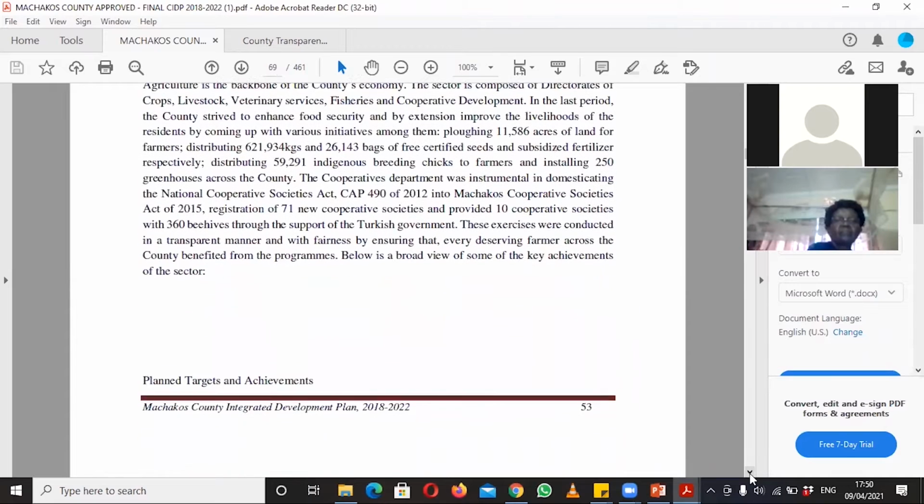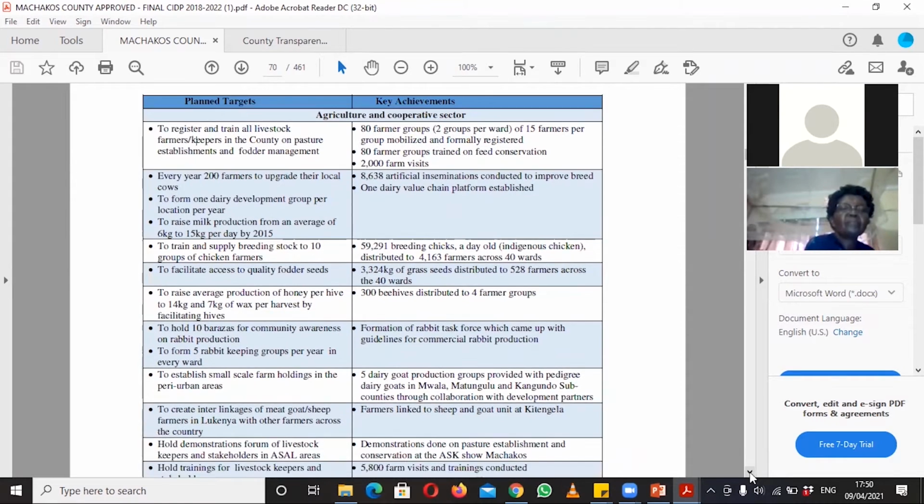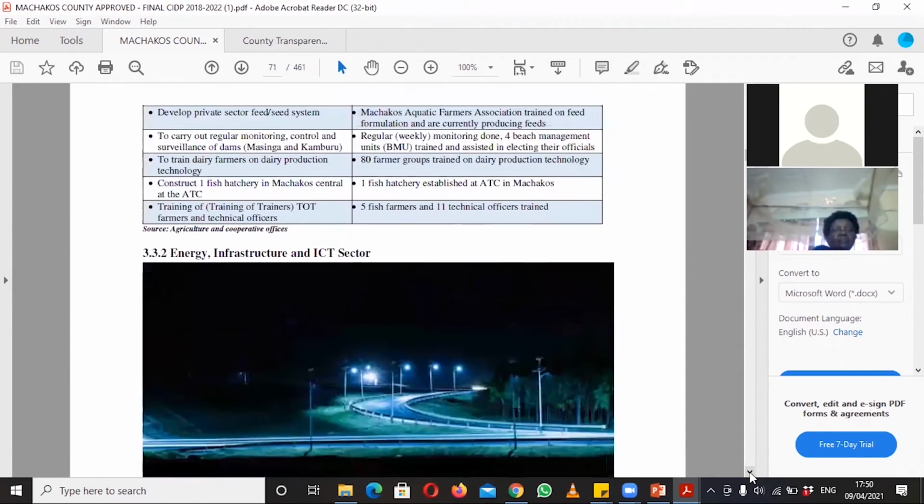Even for planned targets, between 2013 and 2017, they had planned to register and train all livestock farmers in the county. And the achievement is they managed to train 80 farmer groups, 2 groups per ward of 15 farmers, and formally registered. So the county is giving us the planned targets and key achievements across the different sectors.